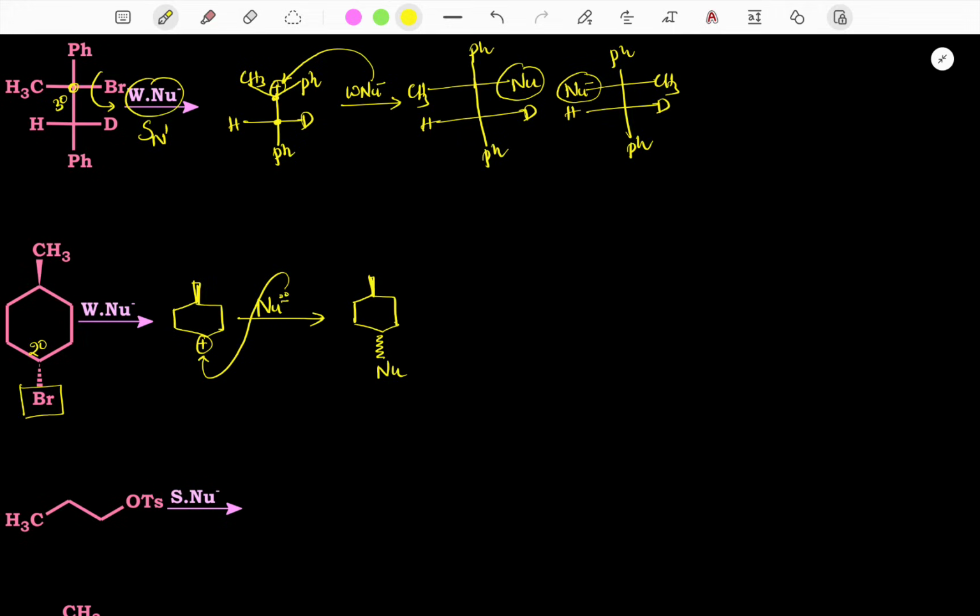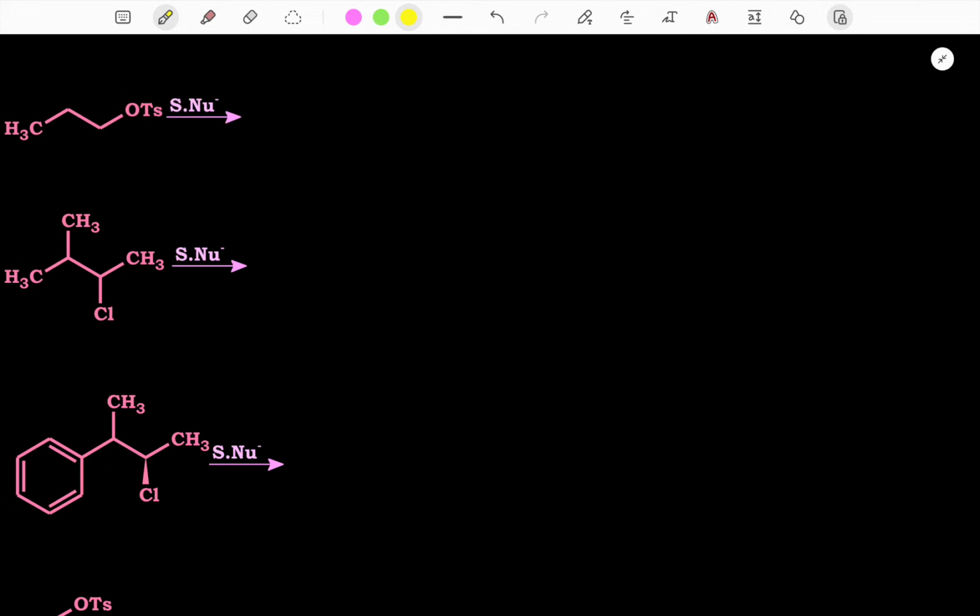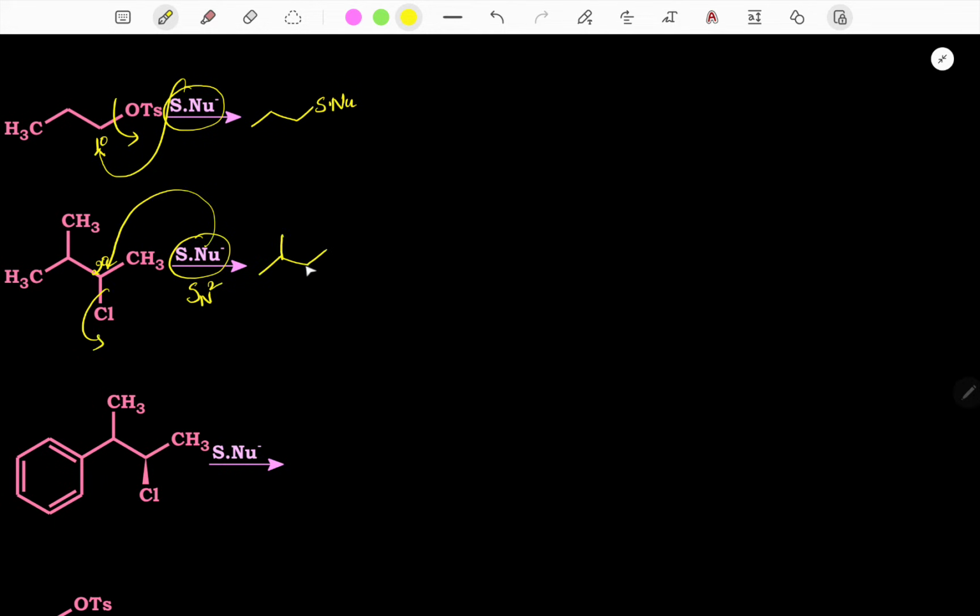Now we discuss SN2. SN2 is very simple. It is a primary carbon, and here SN2. So simply the nucleophile attacks and the leaving group will leave. You can write the answer directly. Next example, it is a secondary carbon with a strong nucleophile. A strong nucleophile prefers SN2. Nucleophile attacks, leaving group will leave. So SN2 is very simple.